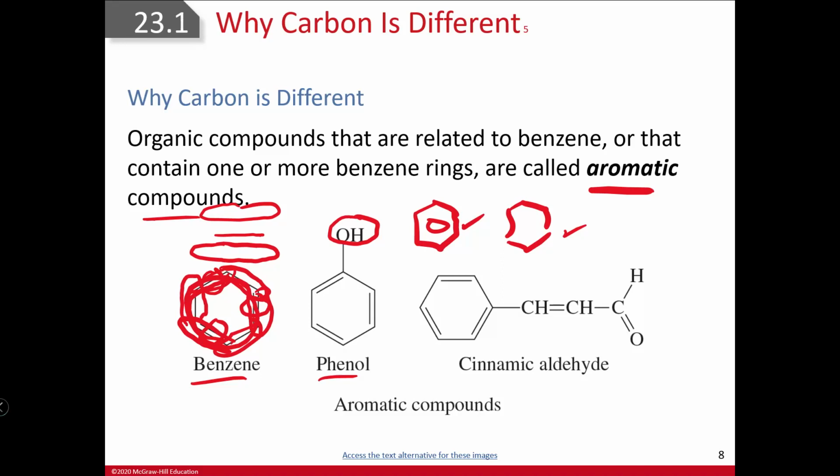If we add this particular group, which is an aldehyde, and you go, how do you know it's an aldehyde? Well, we'll talk about that. But if you have a carbon double bonded here, and then off of the carbon is a hydrogen, those are called aldehydes, all right? And so this is cinnamic aldehyde, or cinnamaldehyde is another name for it. But it's also attached to this benzene ring.